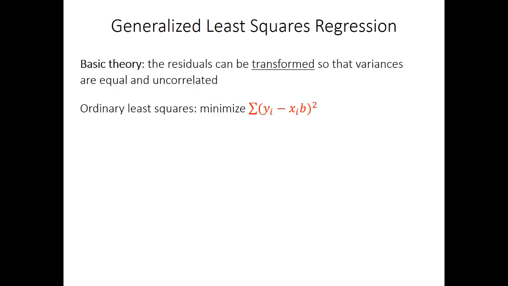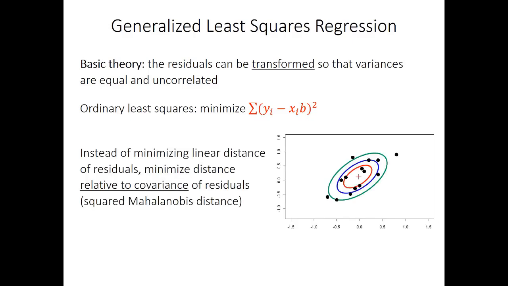So I'm going to very briefly go over the theoretical justification for how generalized least squares, or GLS, regression works, but really spend most of the time on the practical decisions that you're going to need to make in order to perform this method. So basically, GLS regression works on the idea that we can transform the residuals in some way to remove this correlation structure, this autocorrelation that you might have. And so while ordinary least squares minimizes the linear distance between residuals, generalized least squares minimizes the distance relative to the covariance of those residuals.